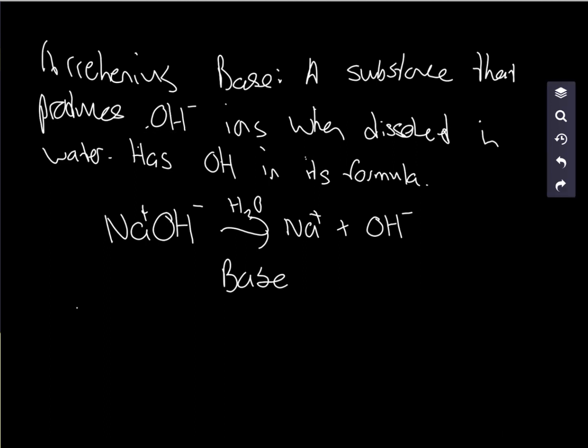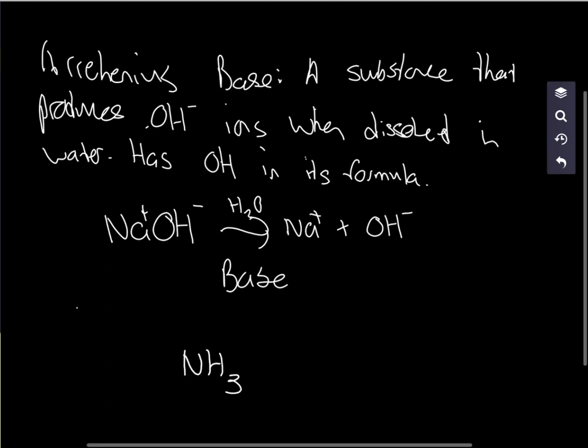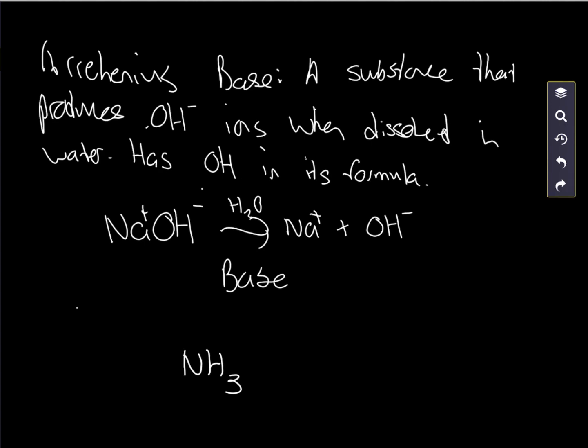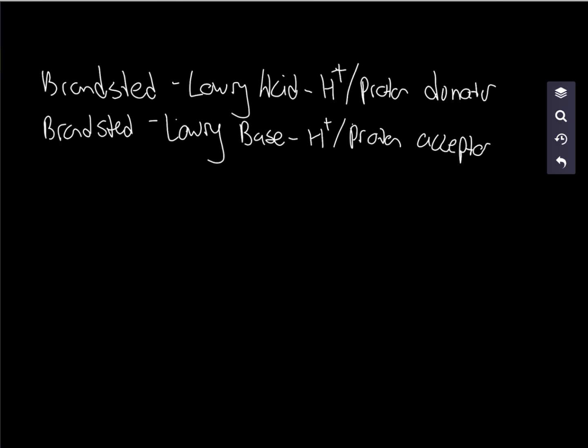Now the problem is, you have substances like ammonia. This is actually a base, but the problem is it doesn't have OH in its formula. So this definition is kind of outdated, and there's actually another definition for acid and base. So let's look at it. The Brønsted-Lowry definition of an acid is an H plus or proton donor, and a Brønsted-Lowry base is an H plus or proton acceptor.